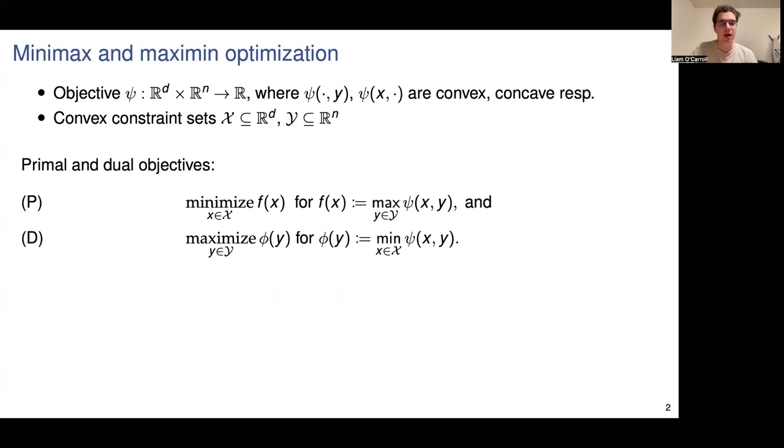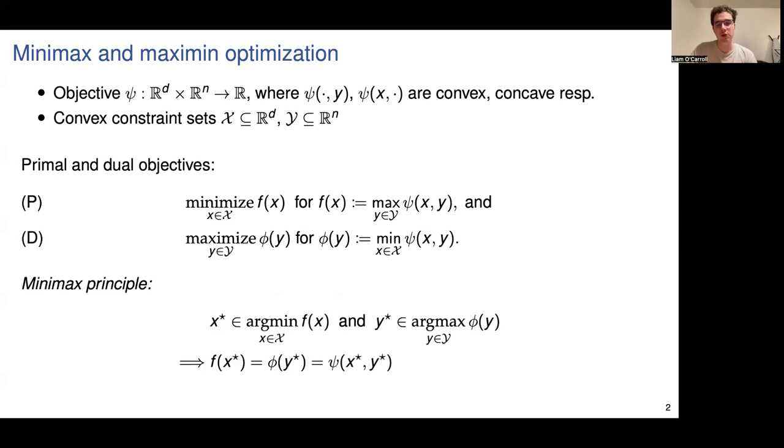For the primal optimization problem P, we're going to minimize over the x variables a function f, which is defined pointwise by maximizing psi over the y variables. The dual optimization problem D is defined analogously, where we maximize over the y variables a function phi, which is defined pointwise by minimizing psi over the x variables.